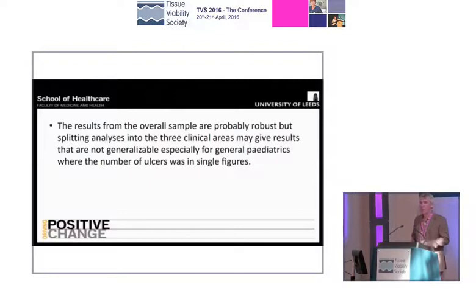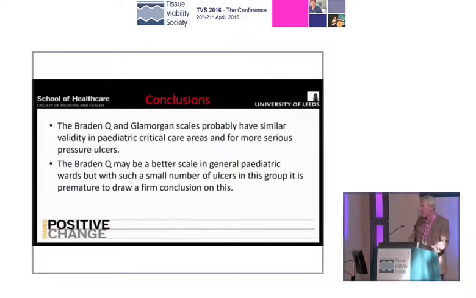So I'm trying to do a study that will actually answer that. And if anybody's interested, has colleagues in the paediatric area, then contact me, because if I get funding, then I'm going to be looking for areas to do this study. Because everything I've said up to now is not really very helpful if the risk tool doesn't reduce incidence. So the conclusions are the Braden Q and Glamorgan, they're probably quite similar actually, even though they come from completely different starting points, and one would have thought that Glamorgan should have done better.